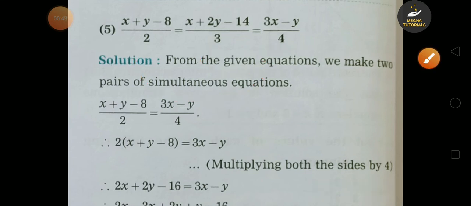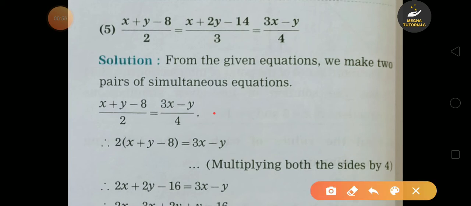So the solution is: from the given equations we make two pairs of simultaneous equations. Okay, so we can equate the first part with the third part. So x plus y minus 8 upon 2 is equal to 3x minus y upon 4. So what they have done is multiplying both sides by 4.